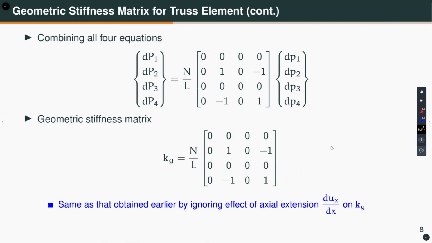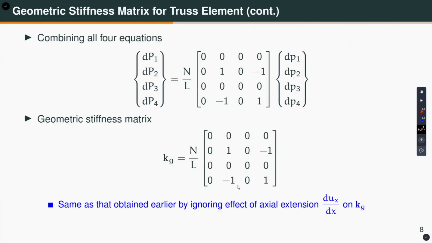And observe that this and this are all 0, and this is the same geometric stiffness matrix we derived earlier by ignoring the axial extension du x by dx. The non-zero first row and third row, as well as first column and third column, can also be derived using this, but then you have to use the principle of virtual work, with virtual displacement, to get the equilibrium equation. At least from this you understand the meaning of these non-zero entries in the geometric stiffness matrix.